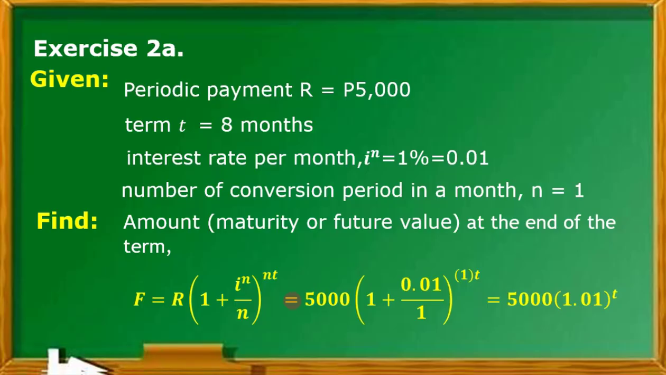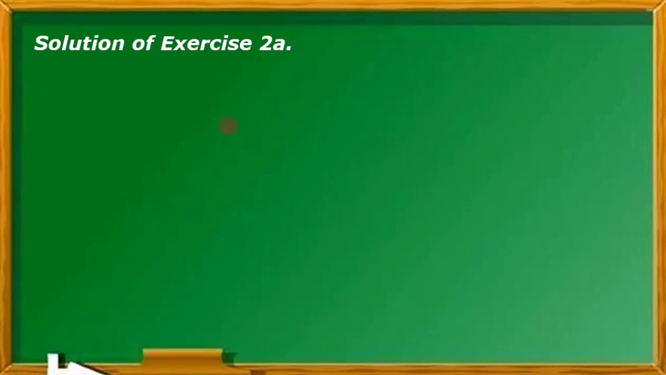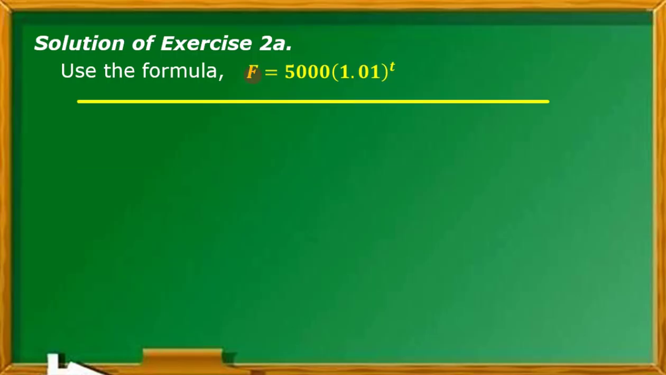So plugging in the values given, 5,000 times the quantity 1 plus 0.01 divided by 1, close quantity, raised to 1 times t. To simplify this formula, it's 5,000 times 1.01 raised to t, and t is 8 months. So we have to illustrate here using this formula, we have to use it 8 times.